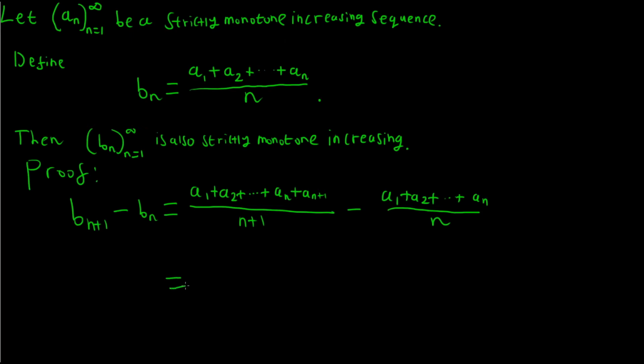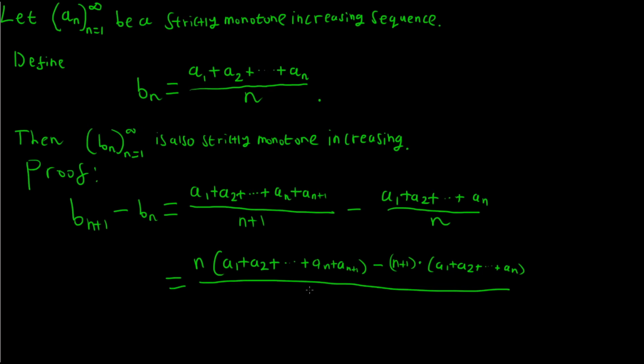And cross multiplying, we get n times a1 plus a2 plus dot dot dot plus an plus 1 minus n plus 1 times a1 plus a2 plus up to an, and now all divided by n times n plus 1.